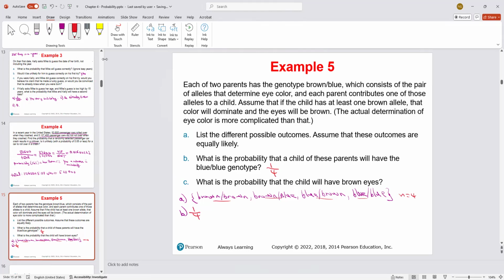Now, what is the probability that the child will have brown? Check how many have brown. One, two, and three. So for C, it would be three out of the total, which is four. Very simple.